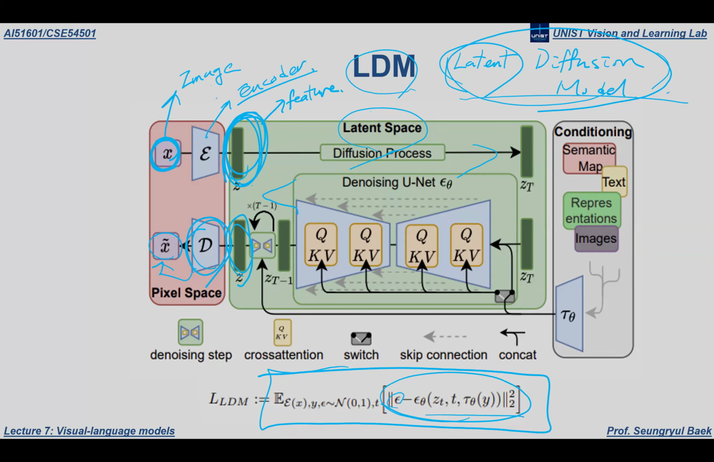So in practice, LDM performs better than the original diffusion, and they can make the stable diffusion. Okay, but nowadays, this is also merged into the VLMs.